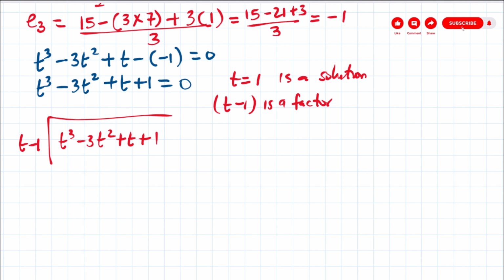Okay, so what are you going to multiply by t that will give you t cubed? That's t squared. So now you multiply t squared times t, which gives you t cubed. t squared times minus 1 will give you minus t squared. So you subtract these two expressions. You're going to have that t cubed is out, 0. Then minus 3t squared minus minus t squared gives you minus 3t squared plus t squared, which is minus 2t squared. Then plus t plus 1.